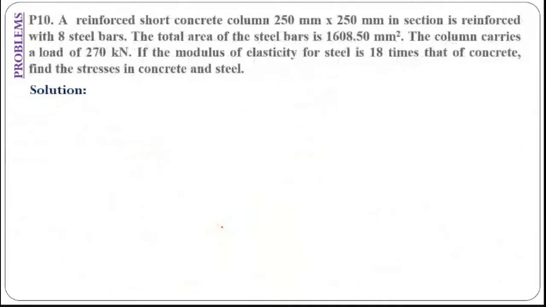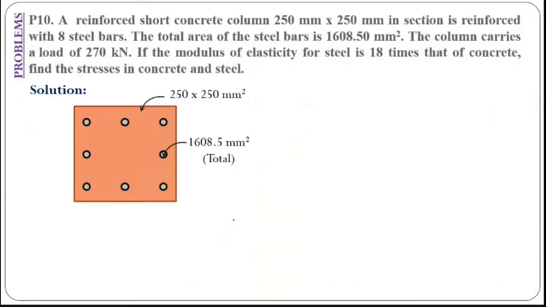Let me consider here a concrete column. The column is around 250 into 250 mm and it is reinforced with 8 steel bars. So you have a concrete column which has steel bars in between. They mentioned the total area of the steel bars. The total area is 168.5 mm square, which is for all the steel bars.